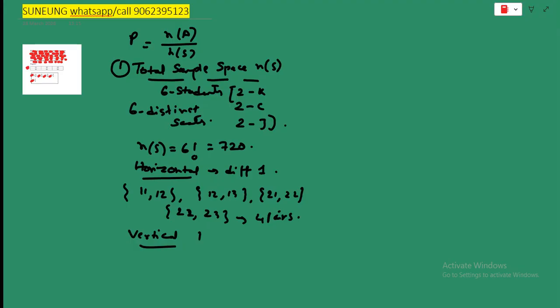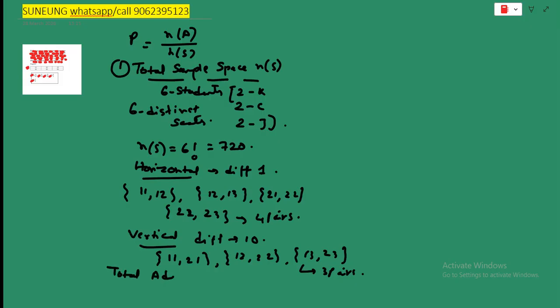Okay, and now the vertical, so difference is of 10. Now we have the pairs 11 21, 12 22, 13 23, so total 3 pairs, right? Now the total adjacency slots will be 4 plus 3, that is 7 possible adjacent pairs.